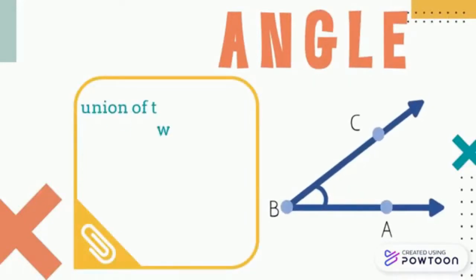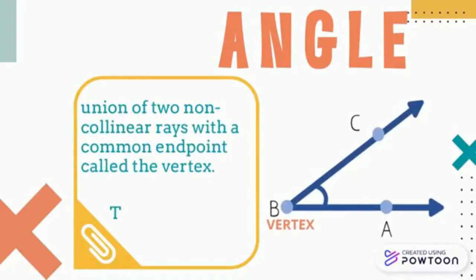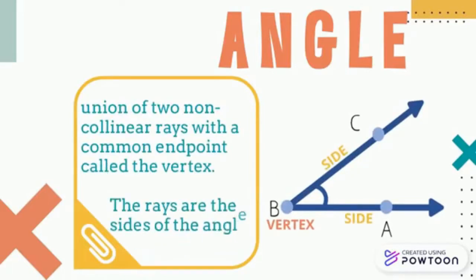An angle is the union of two non-collinear rays with a common endpoint called the vertex. The rays are the sides of the angle.